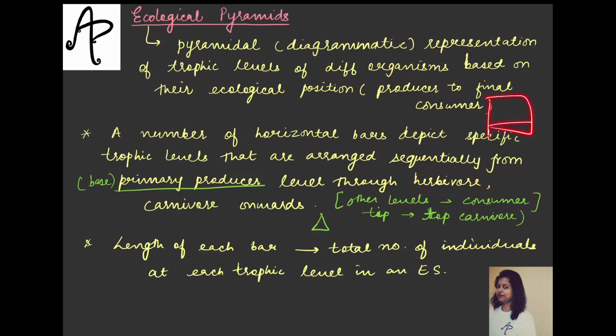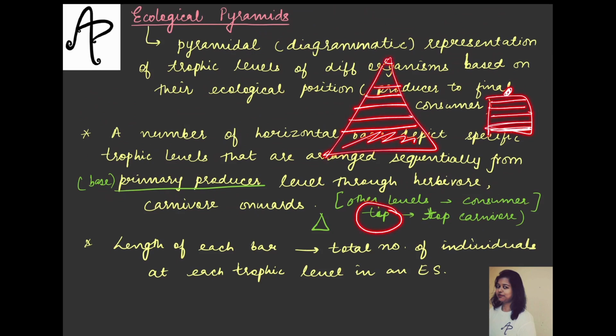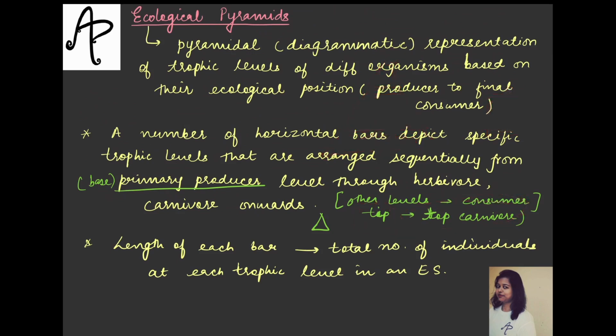So on the base you will have the producer, then you will have the consumer, and then at the top, जो टिप होगा उस पिरामिड का, ऐसे पिरामिड बनेगा, something like this shape. So in the base you will have the producer, then another consumer, and the tip will be your finally topmost carnivore. So this is how it will look. Now what about the length of each bar? All of these bars that we are talking about, what about the length of each bar? So this actually represents the total number of individuals at each trophic level in an ecosystem.